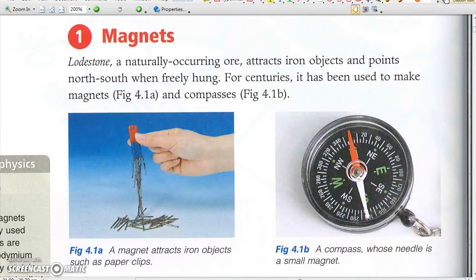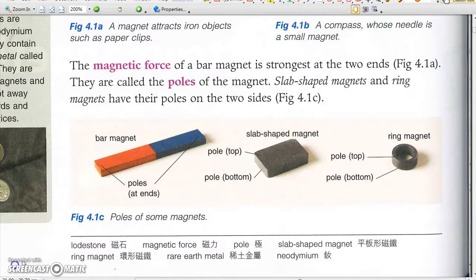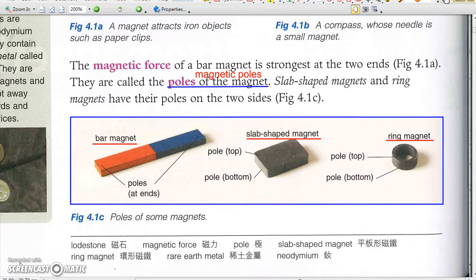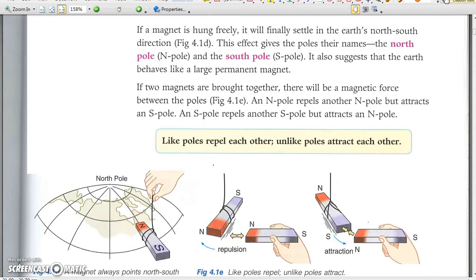1. Magnets. Lodestones are magnets that are found in nature. Now, most magnets are made artificially. There are different shapes of magnet, such as bar magnets, horseshoe-shaped magnets, and ring magnets. The shape and position of their poles are different. Due to the action of the Earth's magnetic field, all magnets align themselves along the magnetic field of the Earth, basically along the north-south direction.